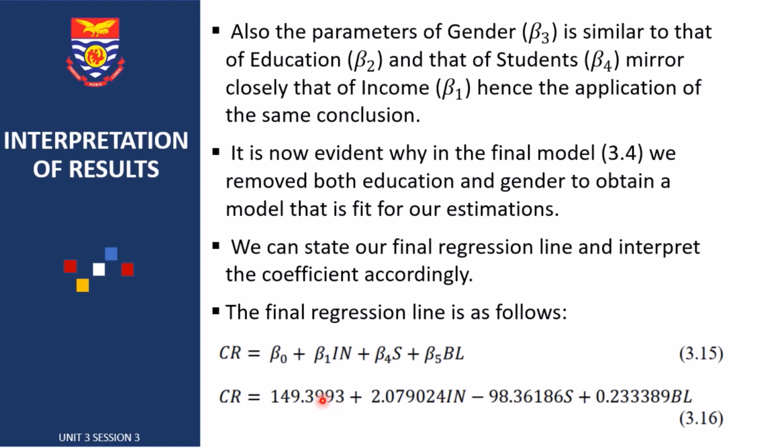So we can now estimate our regression model as CR equals 149.3993, which is the constant, plus 2.0790 times the income level, minus 98.361 times the student status, plus 0.23389 times BL, which is the bank balance. So this is how we are going to estimate our regression model using the result that we had from the equation or table 3.4.